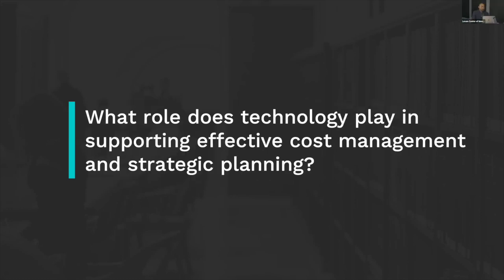The last question around this topic is, what role does technology play in supporting effective cost management and strategic planning? Well, in a lot of colleges and universities nowadays, there are a lot of point systems. You may have an HR system, a finance system, a student information system. You mentioned a CRM, a retention system, a recruitment system. Most colleges have all the data points you could possibly think of. It's just that they're not correlated, put in a central location, and joined and used in the most appropriate fashion. They have all the data. They are basically data rich, but information poor.